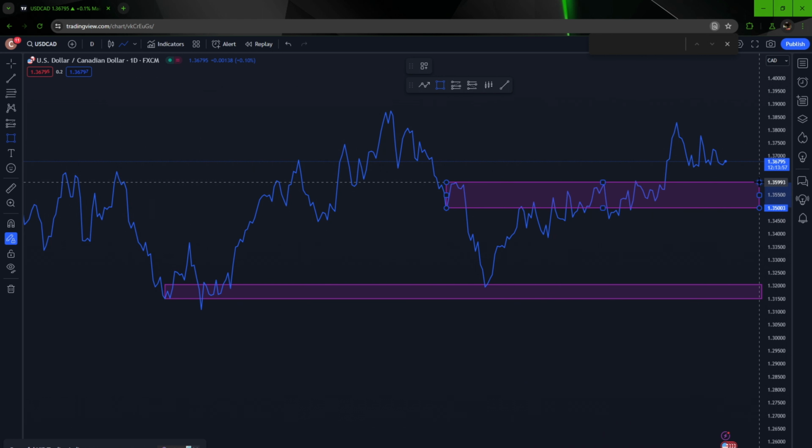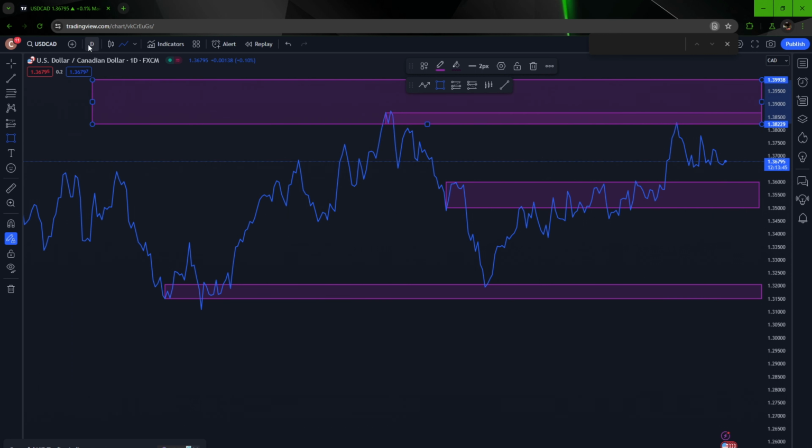We don't have to go that low. We can actually put a support in right there and use that. That'll work just fine, guys. And you can put a resistance in up here. So that's your main support and resistance. We went up to the day chart and we've got our main support and resistance.